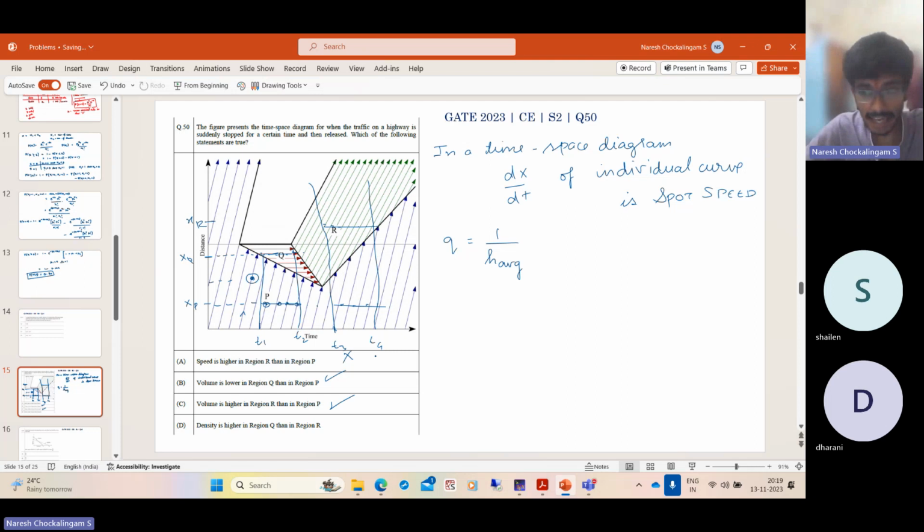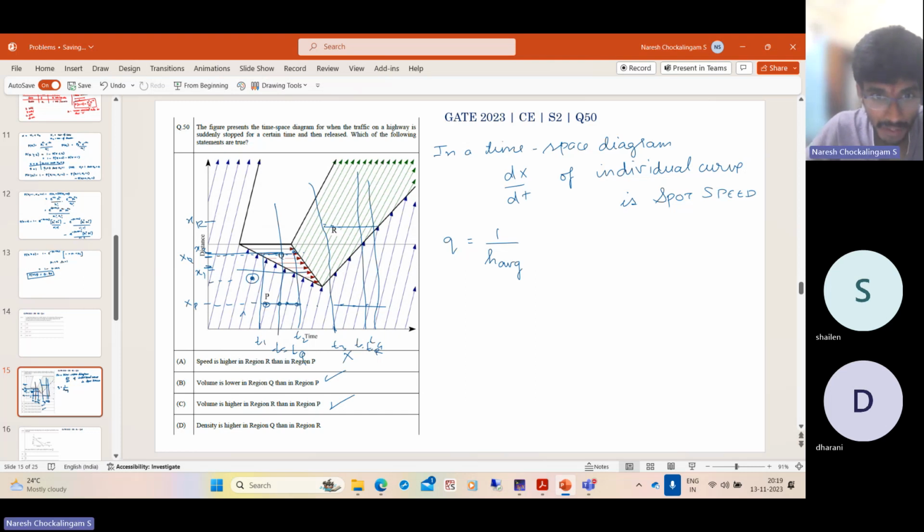The last one is density is higher in region Q than in region R. So density, as I said, is defined at a given instant of time. So fix T is equal to TQ here. And fix T is equal to TR here. Again, as usual, consider the same window in space. So call this x1 to x2.